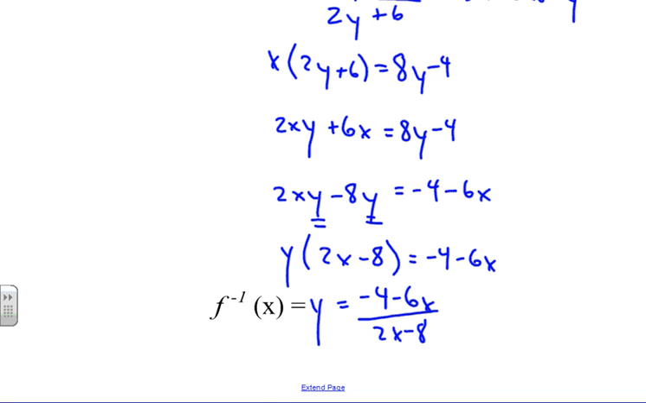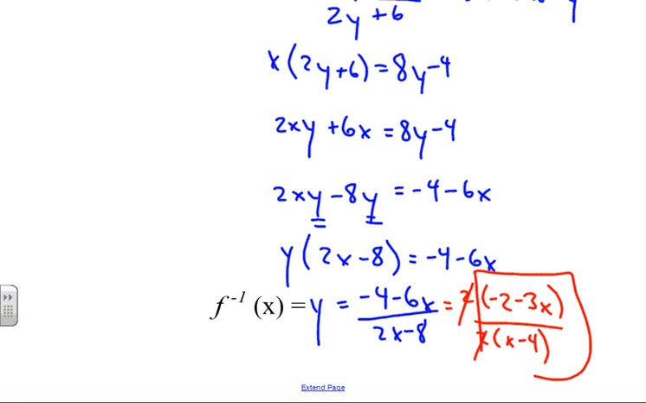Okay? We can simplify this a little bit. We realize that we have a 2. If I wanted to, I could factor out a 2 here, and we have -2 minus 3x. And on the bottom, we can also factor out a 2. So we have 2x minus 4. We can cancel that out. We're left with this simplified response. But that is the inverse of our function.